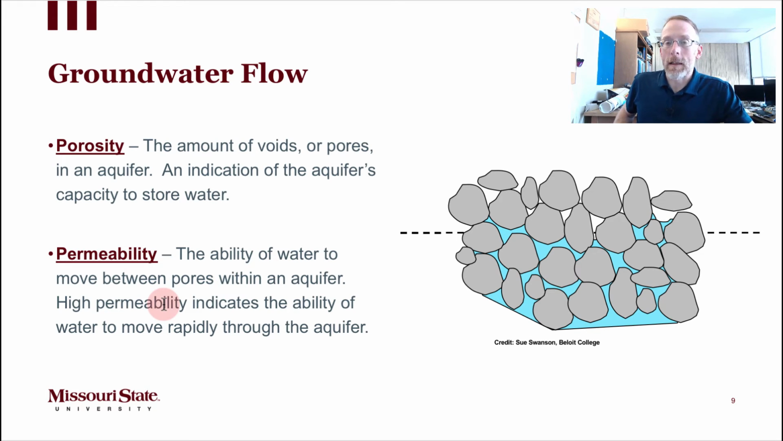If the permeability is higher than that, then it's going to be an aquifer. If the permeability is too low, it won't be an aquifer. It'll be something we'll term a confining unit probably, and we'll explain confining units later. But for now, permeability is how fast water can move from one pore space to the next and how well it can move through the aquifer as a whole.